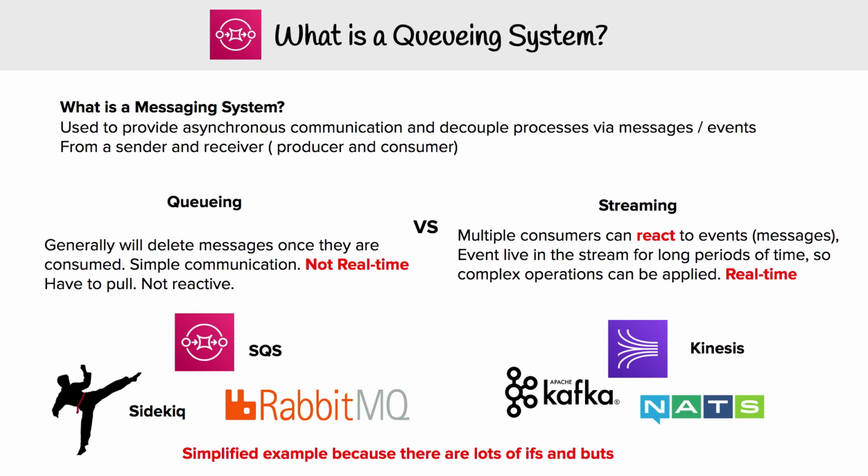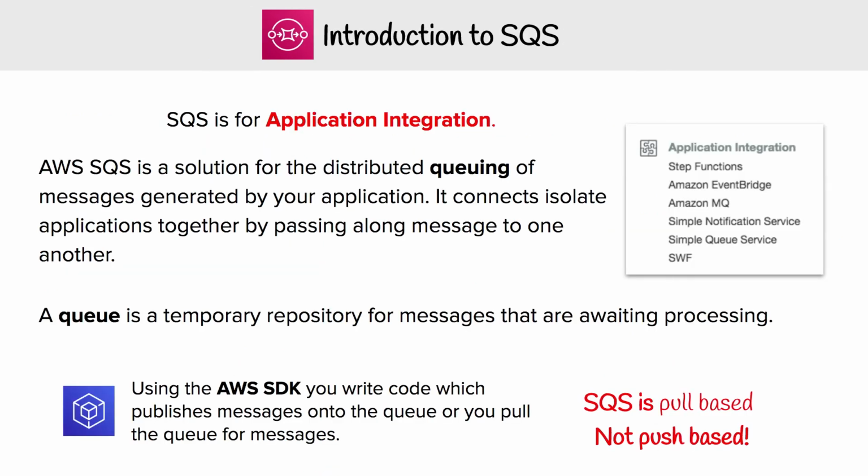The number one thing I want you to think of when you're thinking of SQS is application integration. It's for connecting isolated applications together, acting as a bridge of communication, and SQS happens to use messaging and queues for that. You can see SQS appears in the AWS console under application integration. These are all services that do application integration, and SQS is one of them. And as we said, it uses a queue.